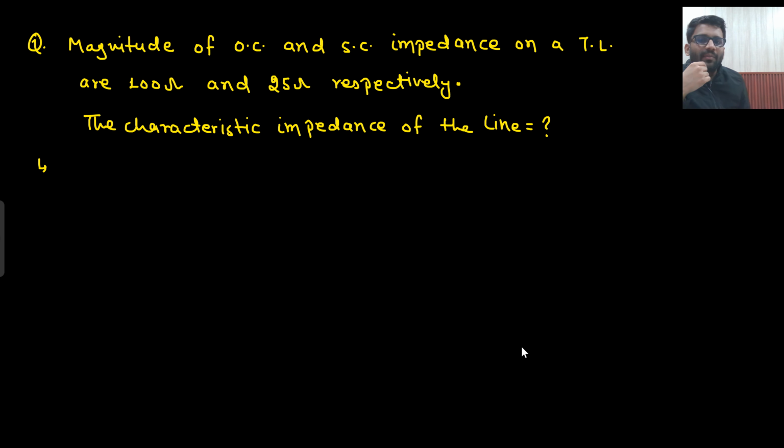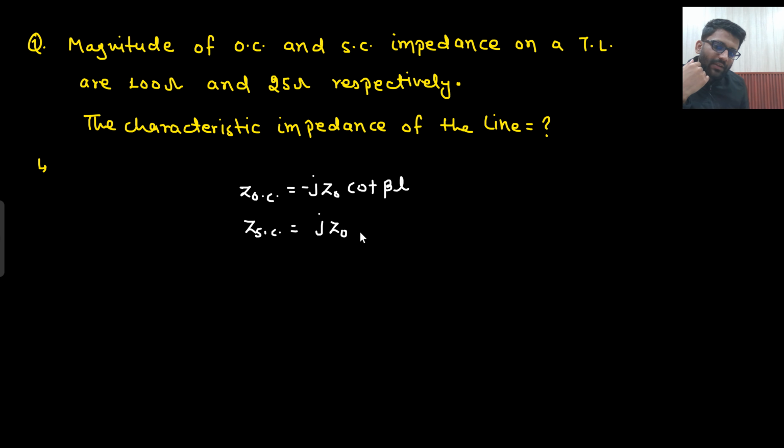Now solve this question. Magnitude of open circuit and short circuit impedance on a transmission line are 100 ohm and 25 ohm respectively. Characteristic impedance of the transmission line? Think about it. What is your Z open circuit? That is -j Z naught cot beta L. And what is your Z short circuit? That is j Z naught tan beta L.